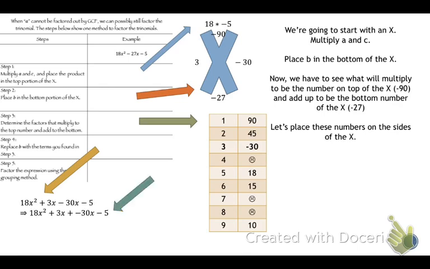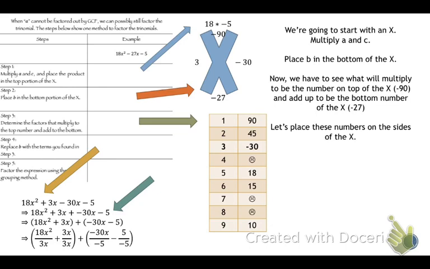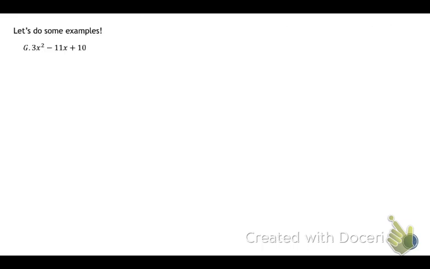Remember, add a negative because we want that to be an addition sign. Group those. The first two we can take out a 3x. Second two you can take out a negative 5. So you're left with 3x times 6x plus 1, negative 5 times 6x plus 1. Those 6x plus 1s are the same, so that's 6x plus 1, 3x minus 5. Cool. Okay, let's do this one.